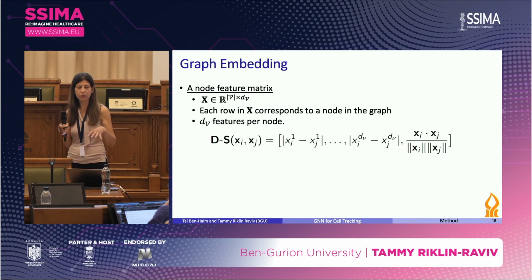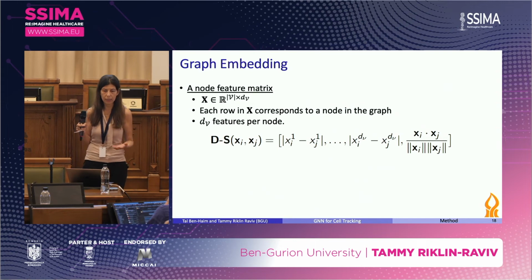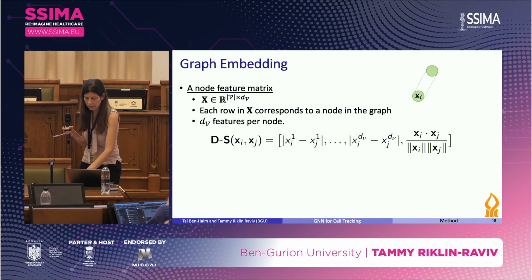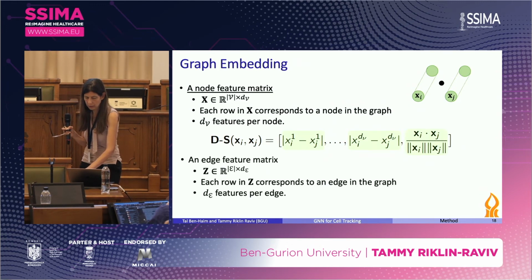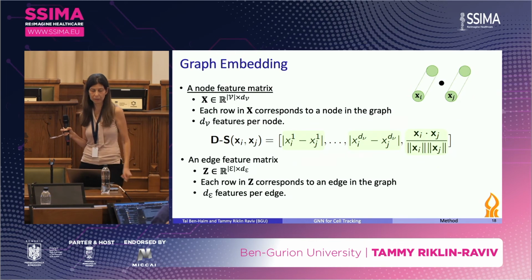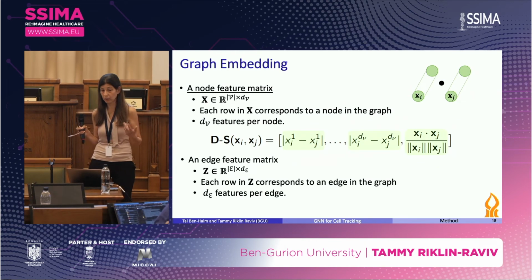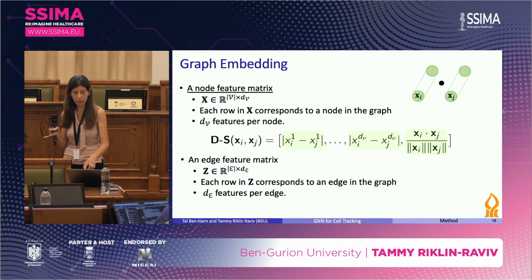More specifically, we define a DS block. A DS block looks like this. It is simply the difference between 2 consecutive features, and then we have the cosine in order to define the full interaction between them. And in the same manner, we have the edge feature matrix.